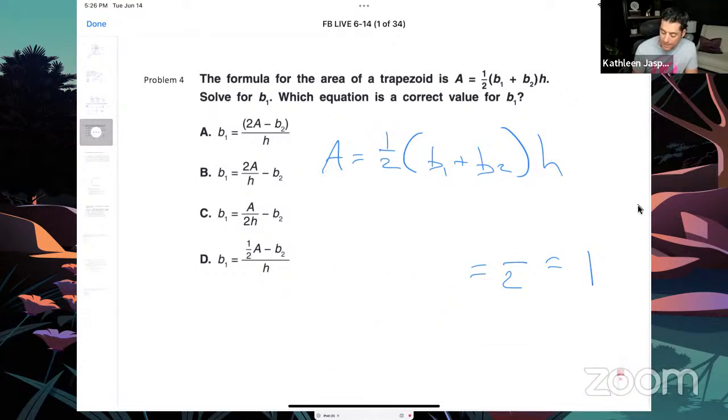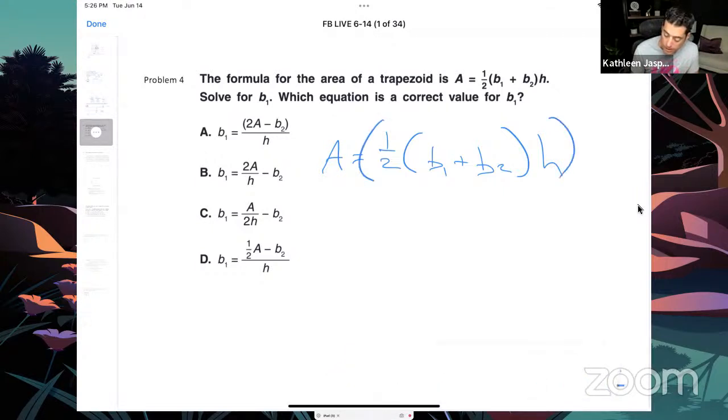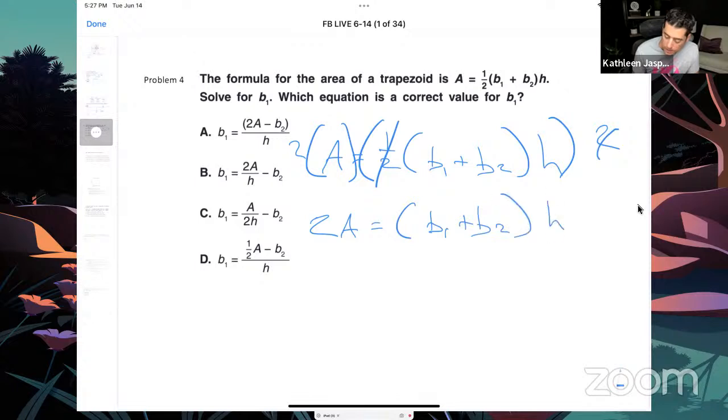So we want to multiply everything by 2. Remember, whatever you do to one side of the equation, you have to do to the other. So I'm going to go ahead and multiply by 2, which means I multiply here by 2. I'm now ending up with 2a is equal to, that cancels out, and then the value b1 plus b2 times my height.